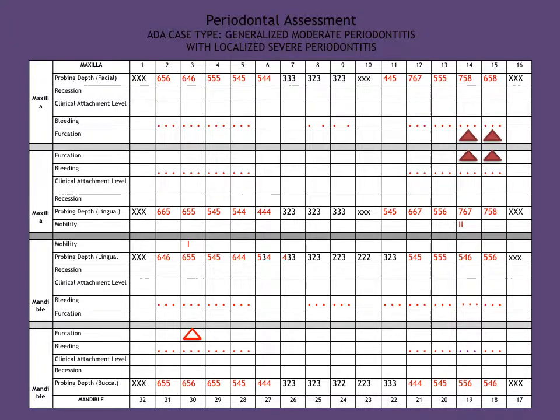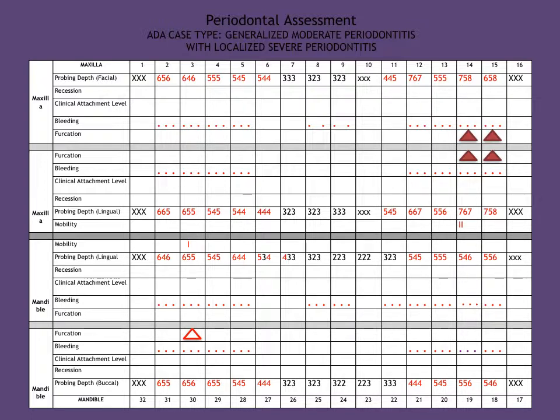Periodontal assessment. ADA case type: generalized moderate periodontitis with localized severe periodontitis. There is generalized 3 to 6 millimeter pocketing with localized 6 to 8 millimeter pocketing in the upper right quadrant.